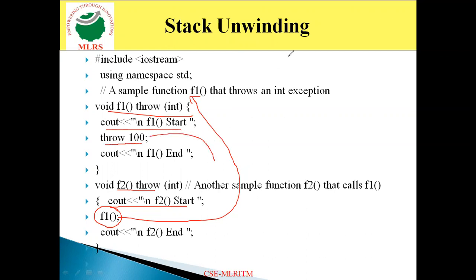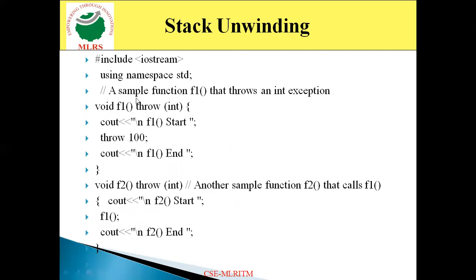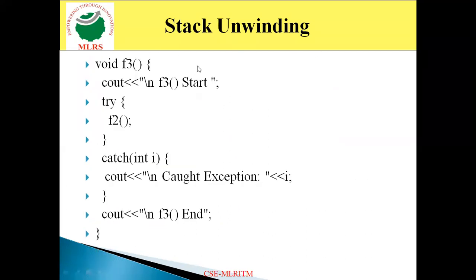When it executes the throw statement, it immediately executes the catch block. In the catch block, the statement is caught exception and i. The i value here is nothing but 100, so caught exception 100 appears on the output screen. After the catch block, the next statement is f3 end, and it displays f3 end on the output screen.